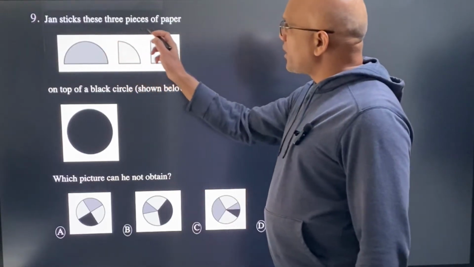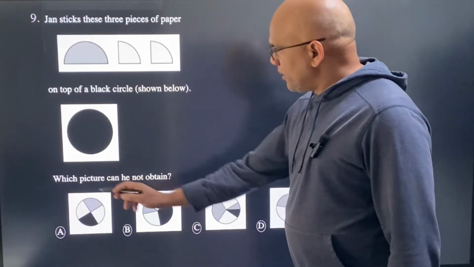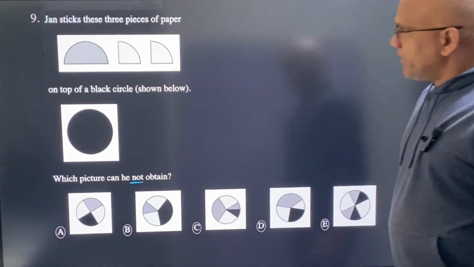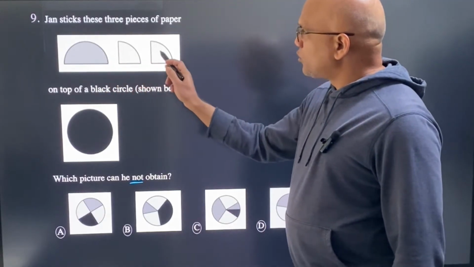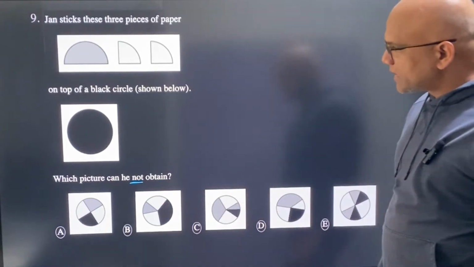Jan sticks these 3 pieces of paper on top of a blood circle here. Which picture can he not obtain? All right. So you can see that this is a gray semicircle and there are 2 white quarter circles. So let's check the options one at a time.